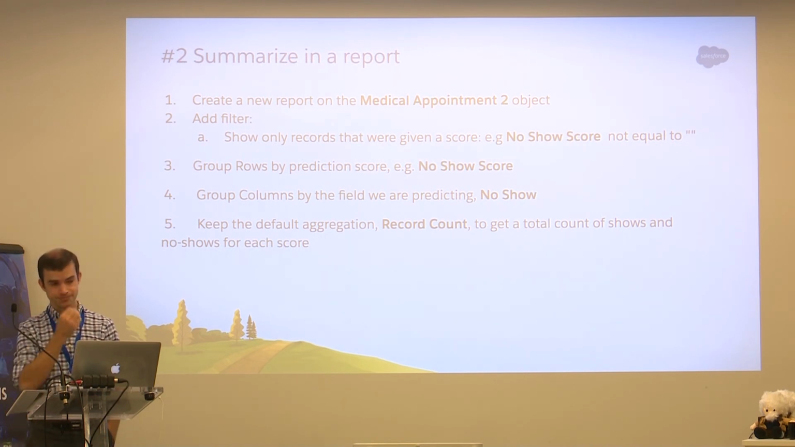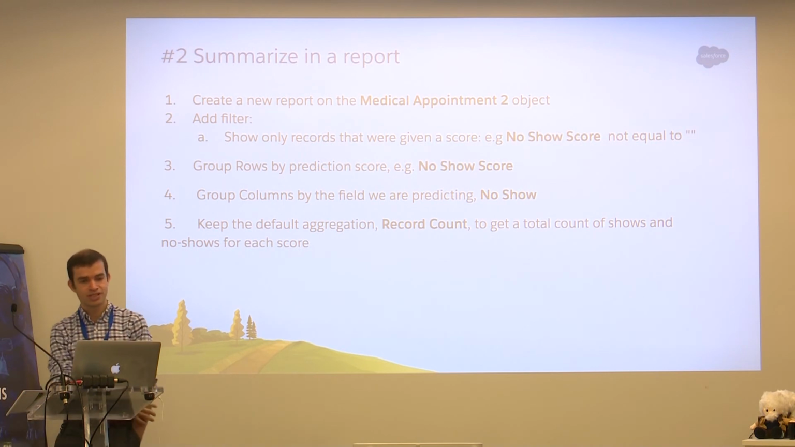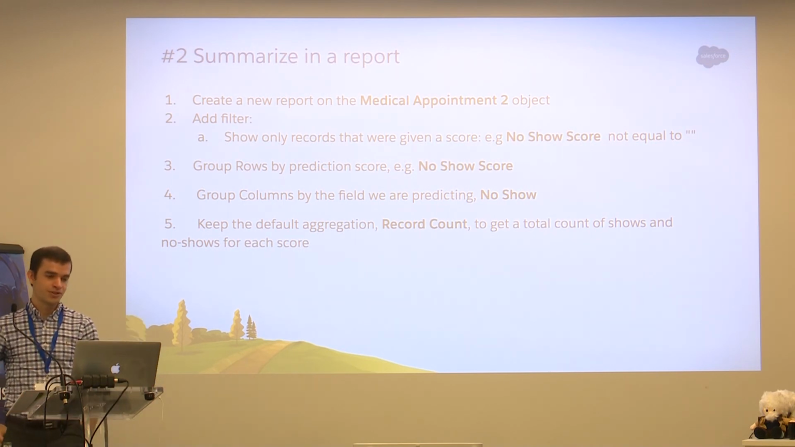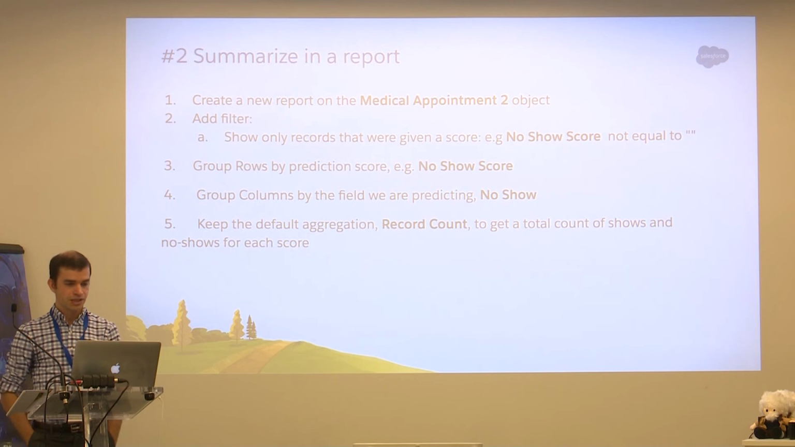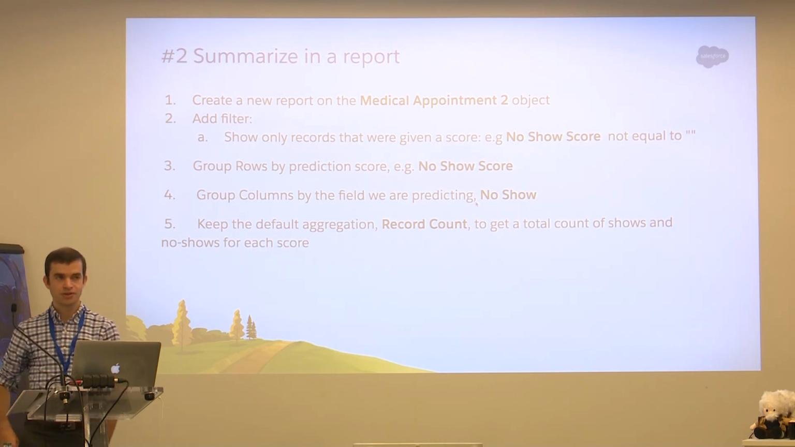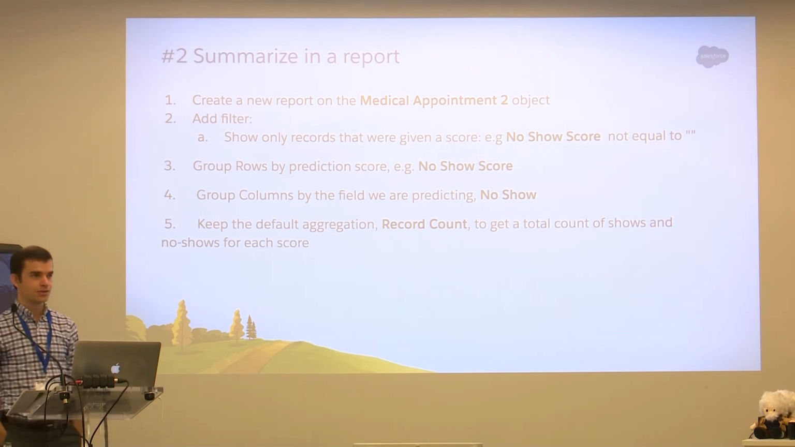Yeah. So now if you follow these steps, we can create another report. It's going to be a lot prettier, you'll see. So you can start, again, a report on the medical appointment 2 object. You're going to do that same thing. You're going to filter records that were given a score, so no-show score not equal to empty string. You're going to group rows by prediction score, by no-show score, group columns by no-show, and that's all you have to do. So if you follow these steps, you should get a table.